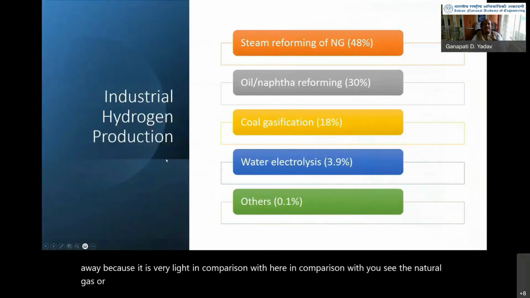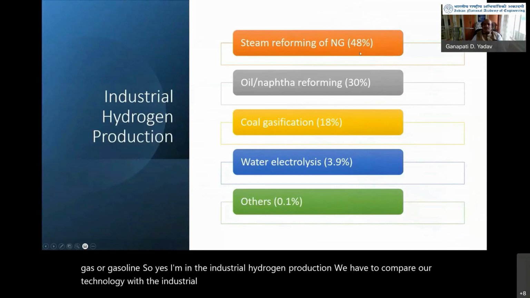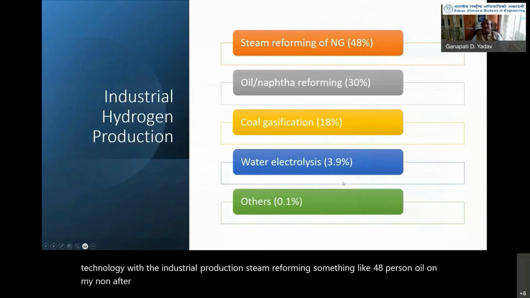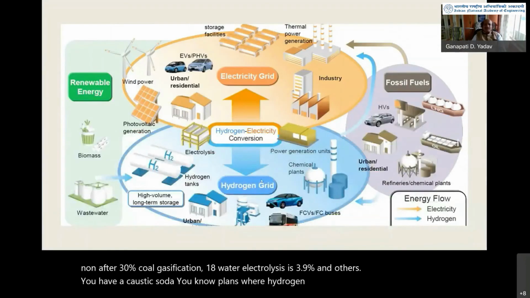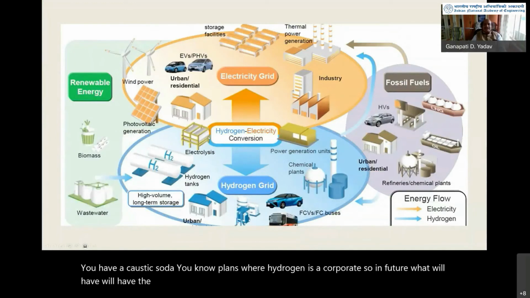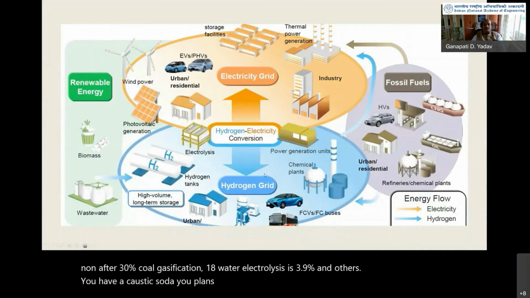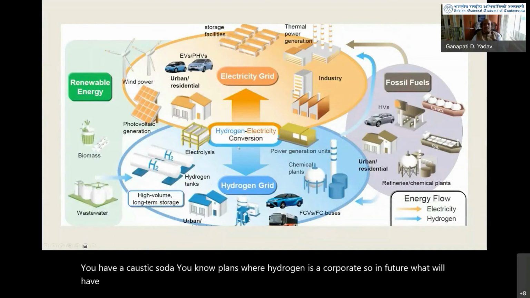In industrial hydrogen production, we have to compare our technology with the industrial production. Steam reforming is something like 48%. Oil or naphtha, 30%. Coal gasification, 18%. Water electrolysis, 3.9%. And others, like caustic soda plants where hydrogen is the co-product. So in future, we will have the electricity grid, and we will have hydrogen and electricity conversion. So there will be a hydrogen grid. And this is where most of the work in the advanced world is being done.